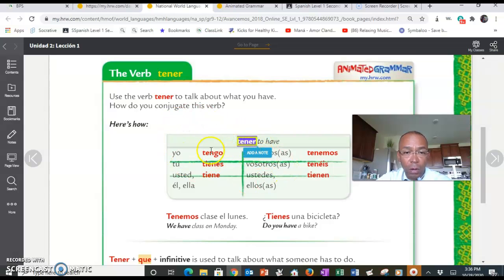Now, tengo, tener, is an irregular verb. It's a verb that you have to remember because it has differences. It doesn't follow a pattern of a regular verb. Tienes, tiene, tenemos, tenéis, and tienen. That is the conjugation of the verb.